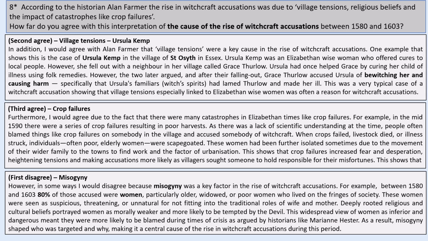Obviously, a disagree for this would be about misogyny and the fact that 80% of those accused of witchcraft were women. You could bring in the ideas of the historian like Marianne Hester, who's talked about how misogyny is a key driving factor for this as well. So that's how you would answer a question on the causes of the rise in witchcraft accusations during the Elizabethan era.